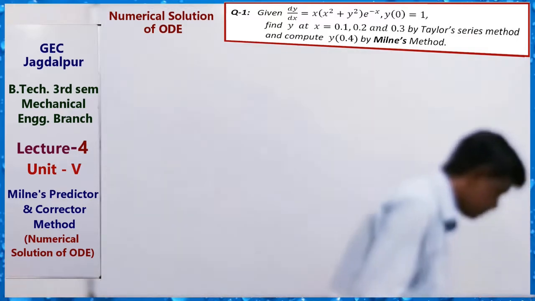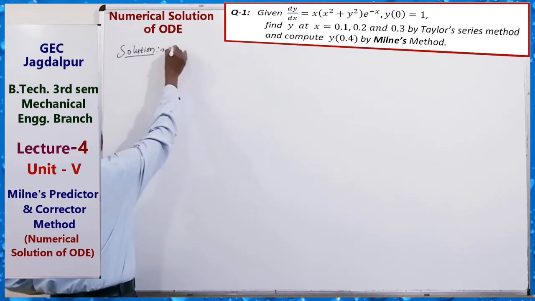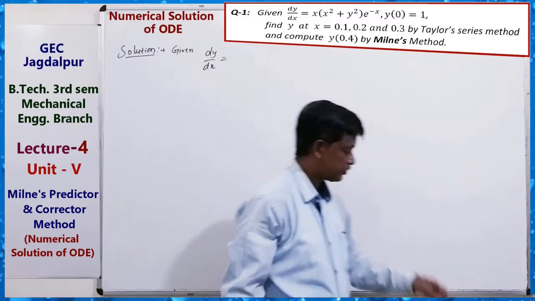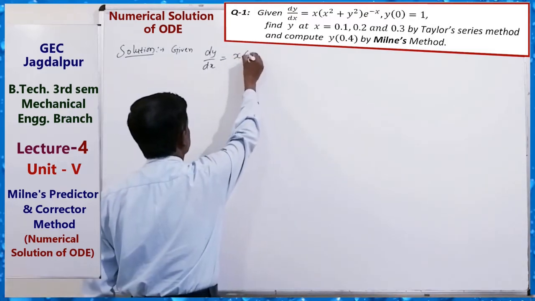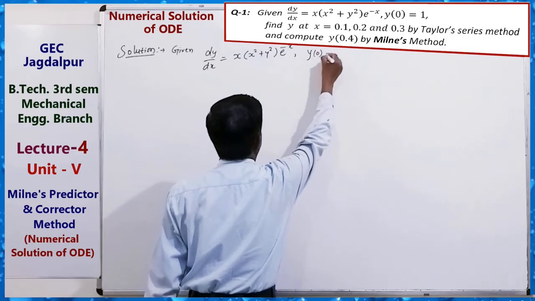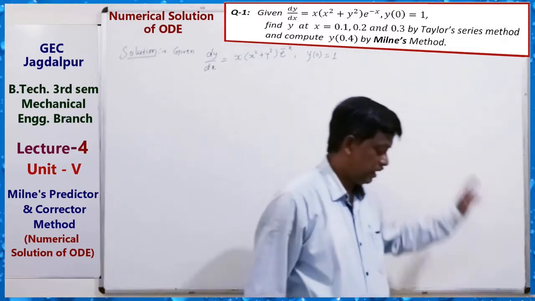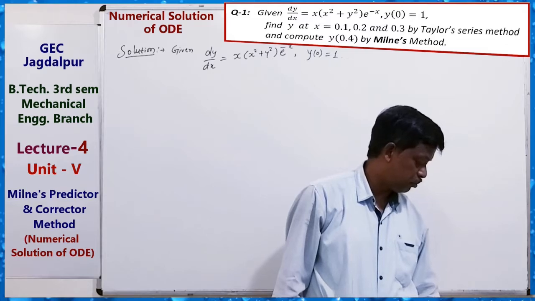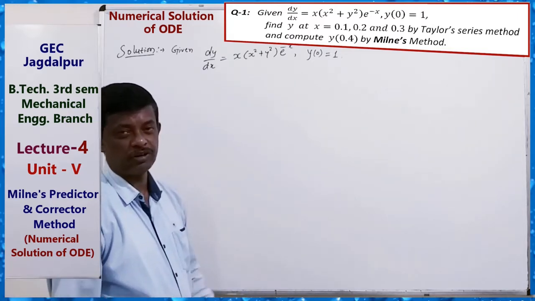The solution of this question: given dy by dx equals to x square plus y square to the power minus x, y 0 equals to 1. This is given. Find y at x equals to 0.1, 0.2 and 0.3 by Taylor series method and compute y 0.4 by Milne's method. So here 3 points, 4 points are required.